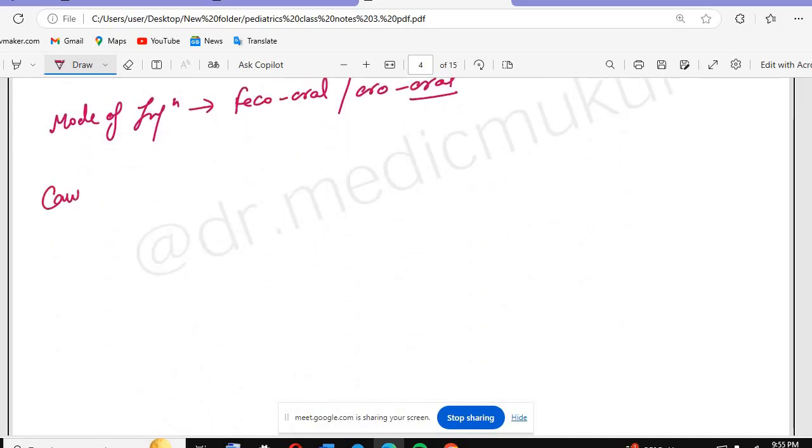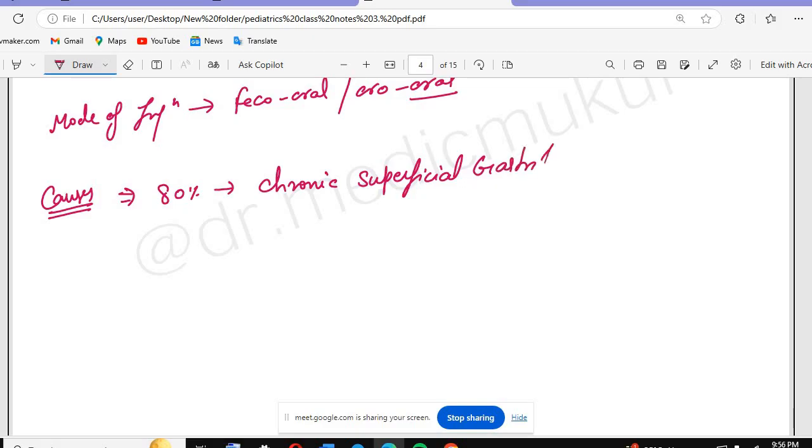What will they cause? When we talk about Helicobacter pylori, 80% is responsible for chronic superficial gastritis. Gastritis means some kind of inflammation would be there. So this is the histological inflammation of the gastric mucosa. That is gastritis.